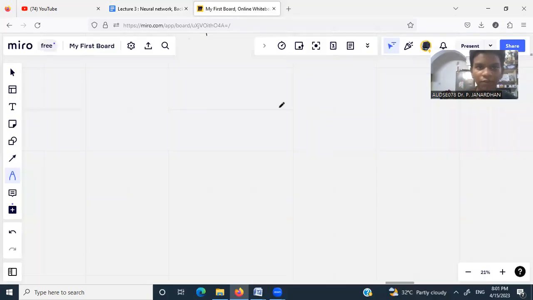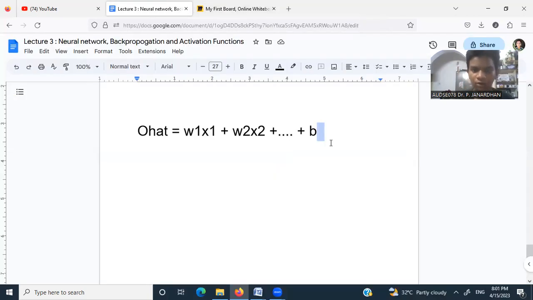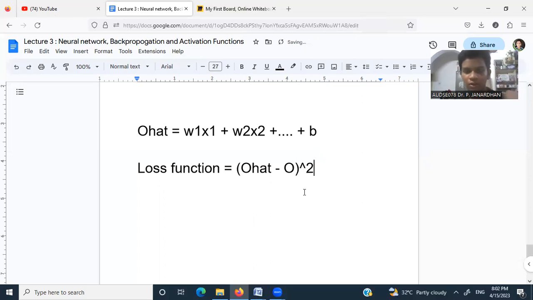So we have the formula here. This is o hat, and then we have the loss function. Let me write down all the functions that are there. The loss function is equal to, let's say, o hat minus o, the whole squared. We are squaring the term o hat minus o because we don't want negative values as the loss.